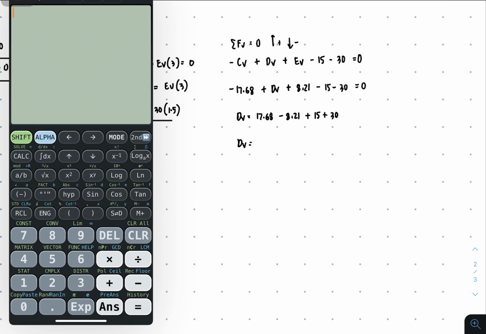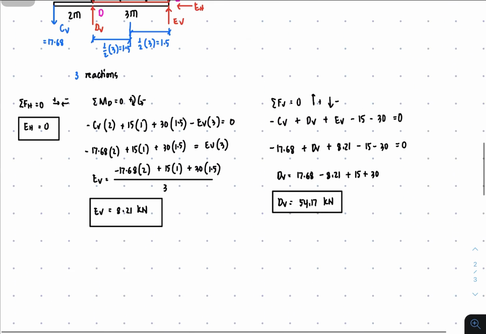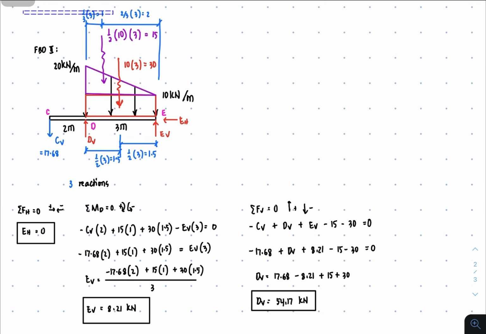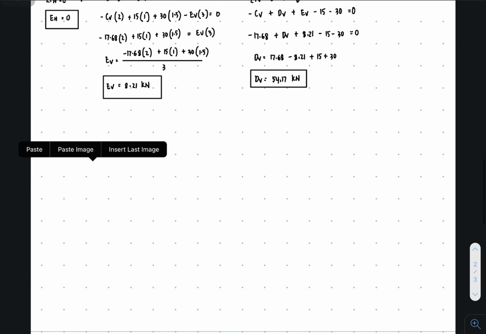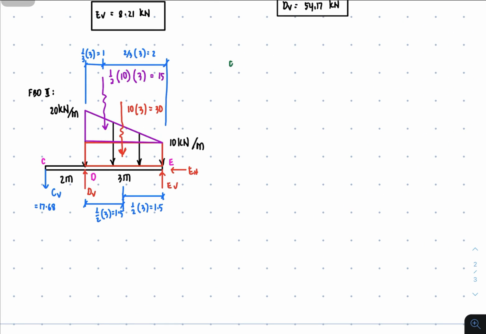So let's get our calculator. That's 17.68 minus 8.21 plus 15 plus 30. So you have 54.17 kilonewtons. And this is our final answer for DV. So let's check whether our answer is correct or not. Since we did the checking from the previous free body diagram, let's also do the checking here. I'll just copy this one because I'll do the checking.